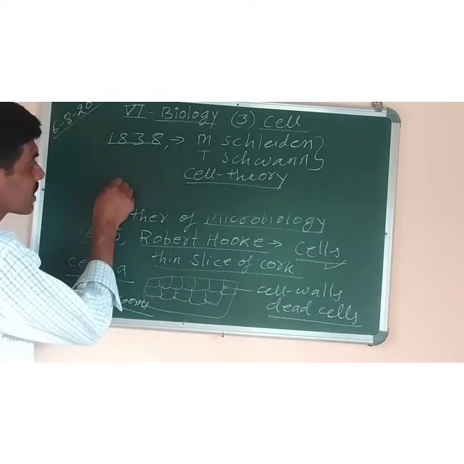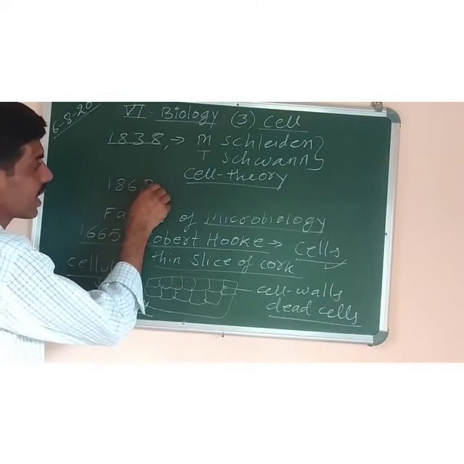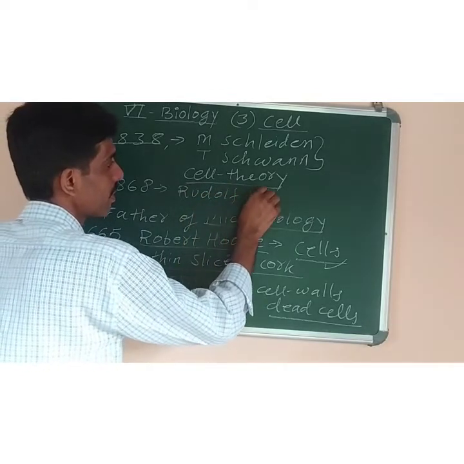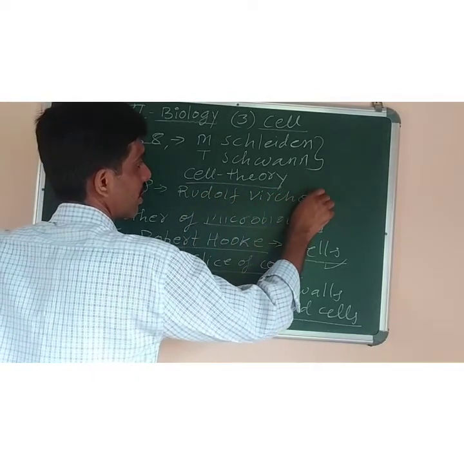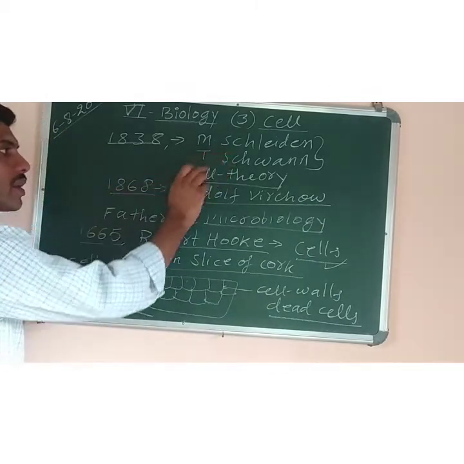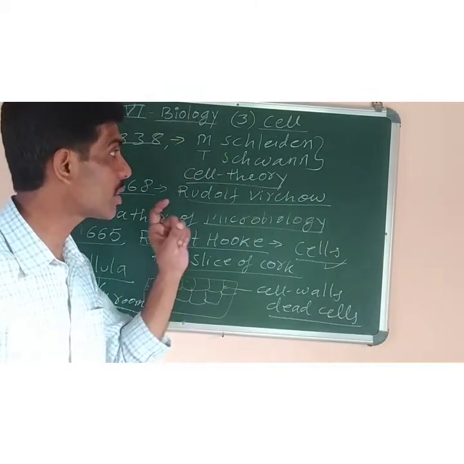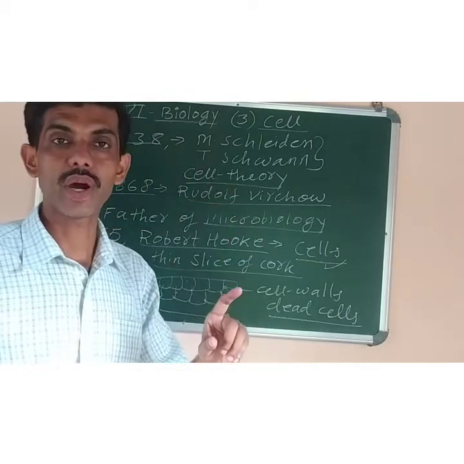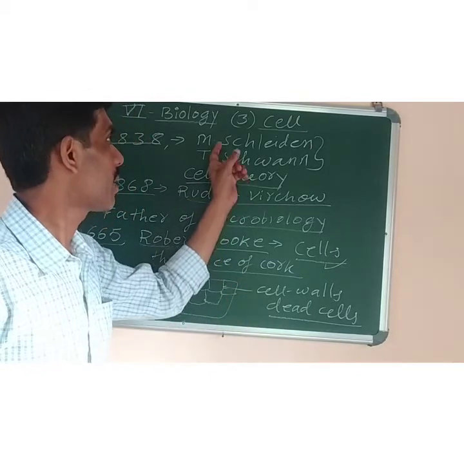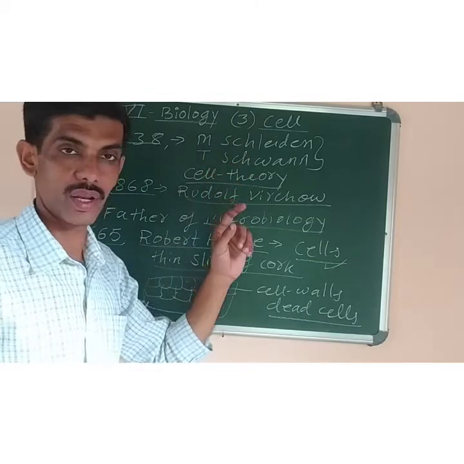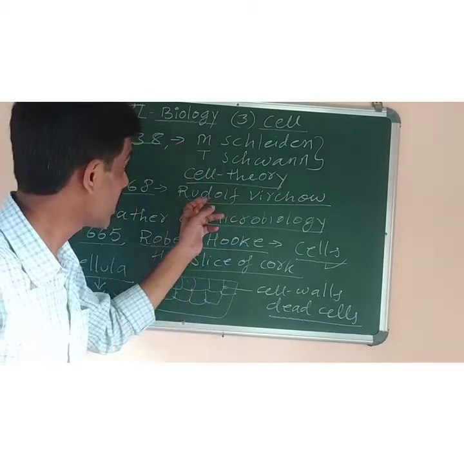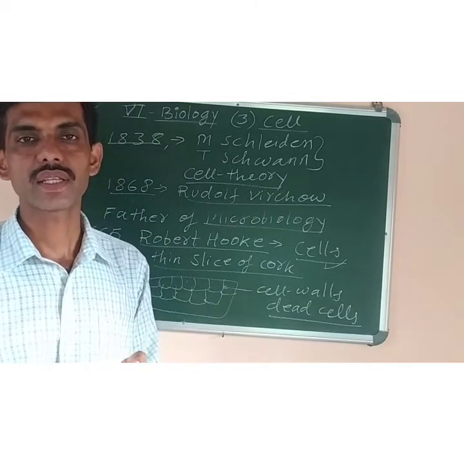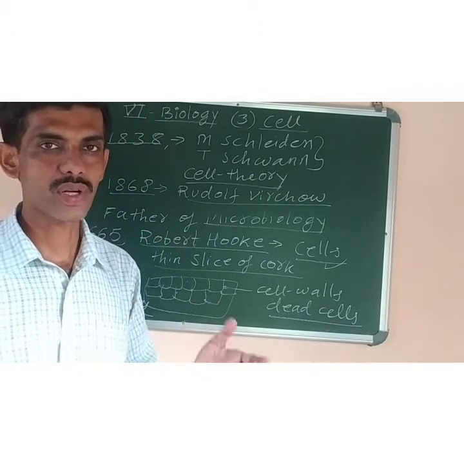Now, another scientist in the year 1868, his name is Rudolf Virchow, R-U-D-O-L-F, Rudolf Virchow. He added one more point to the cell theory. So you have to learn what is cell theory and who gave the cell theory. Cell theory is the general points given about the cell by Matthias Schleiden and Theodor Schwann. And what did Rudolf Virchow say? He said that new cells are produced from the old cells.